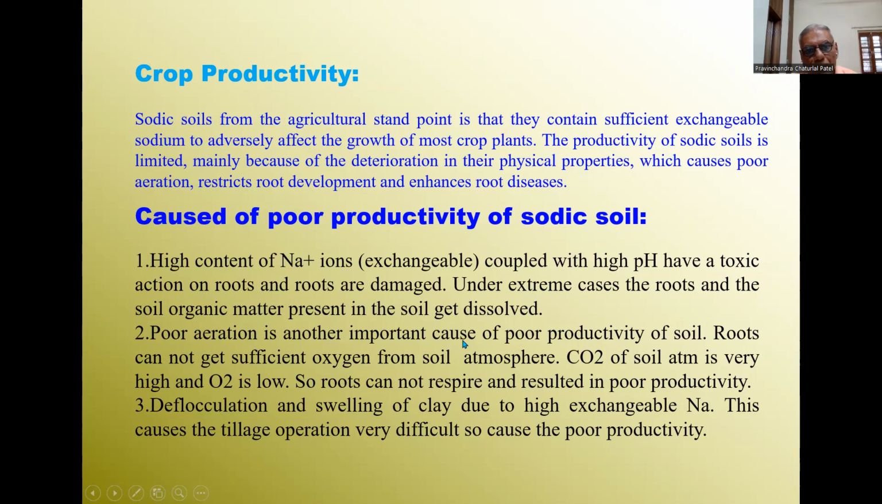Poor aeration is another important cause of poor productivity of soil. Roots cannot get sufficient oxygen from the soil atmosphere. Carbon dioxide in the soil atmosphere is very high and oxygen is low, so roots cannot respire, resulting in poor productivity. When the root is poor, the uptake of nutrients is also poor, so crop growth remains poor and we get low crop production.